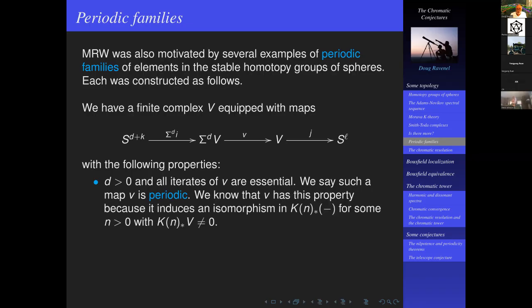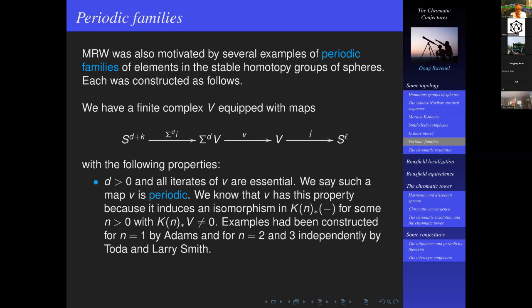And we know that v has this property because it induces an isomorphism in the nth Morava K theory of the spectrum big V for an appropriate value of n. Examples have been constructed previously for n equals 1 by Adams, and for n equals 2 and 3, both by Hiroshi Toda and independently by Larry Smith. This was all in the 60s and 70s.